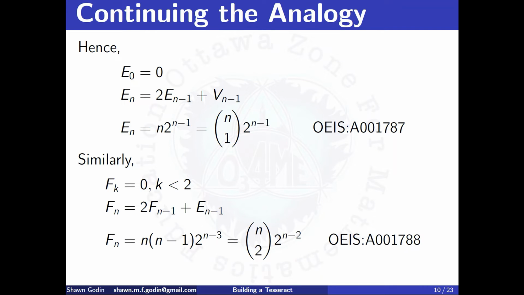And again, we get a closed form formula for that thing. And now, again, we should start seeing a pattern. The number of one-dimensional things is going to be n choose 1, 2 to the n minus 1. The number of two-dimensional pieces is going to be n choose 2, 2 to the n minus 2. If you want, you can check out the Online Encyclopedia of Integer Sequences at its website here.